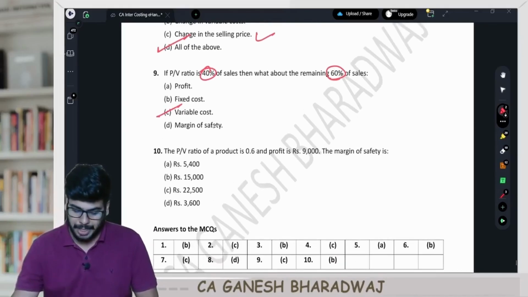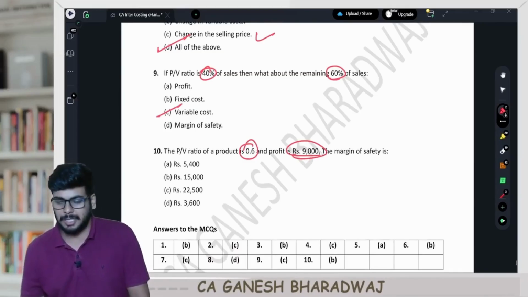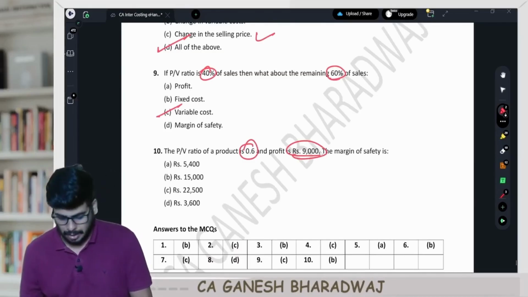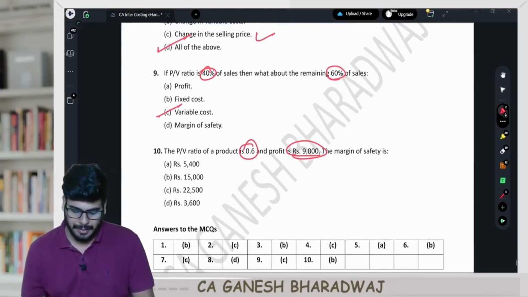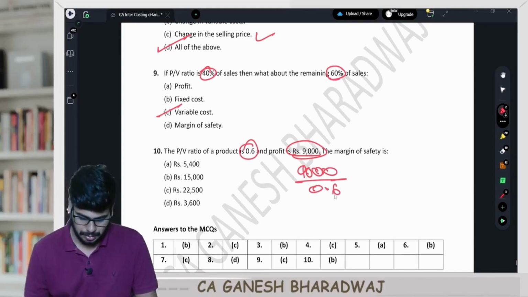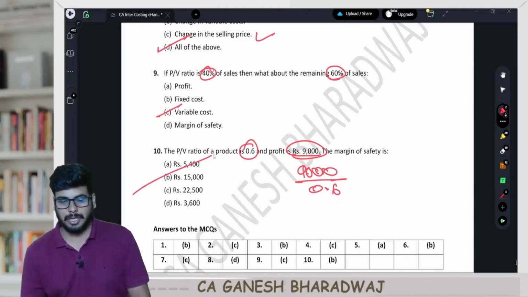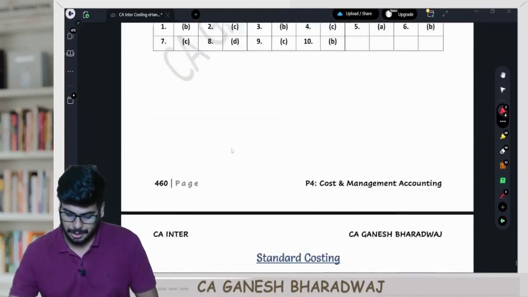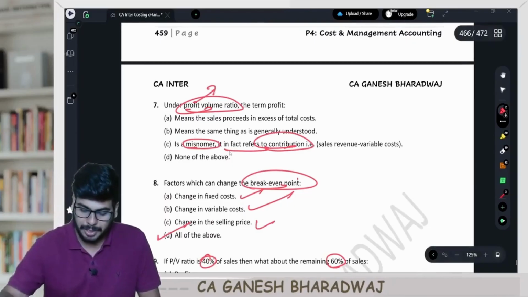Then, the PV ratio of a product is 0.6. The profit is 9,000. What is the margin of safety? It's going to be how much? 9,000 divided by 0.6. How much is it? Hello? 9,000 divided by 60%, 0.6. How much is it? 15,000. Are you clear with this? Fine. Let's go to the theory part.